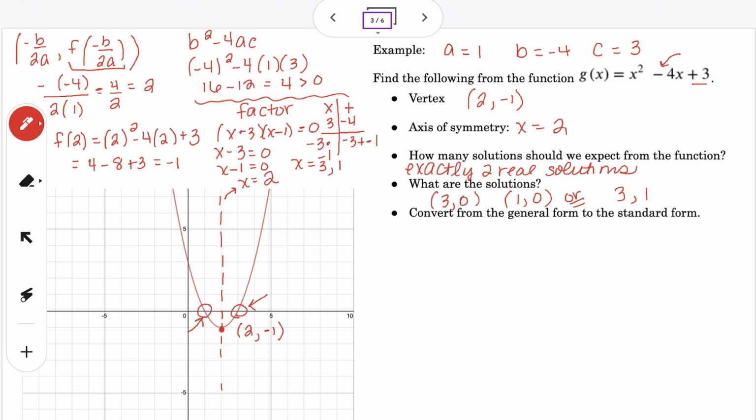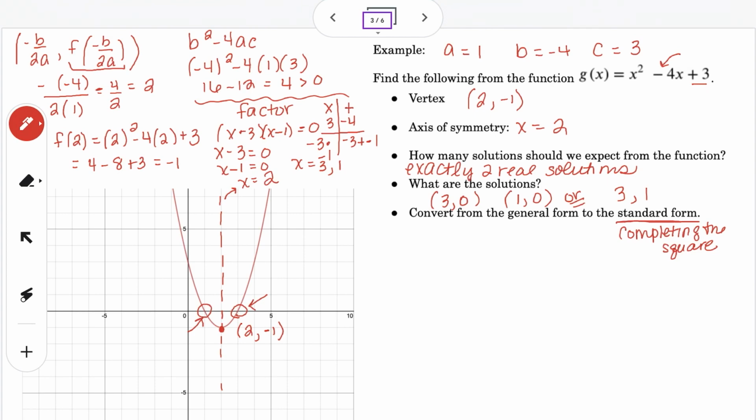Convert from general form to standard form. To do this, we're going to complete the square. This may be a lost skill back from Algebra 2, but we'll go through it together. Completing the square is the strategy we're going to use here.